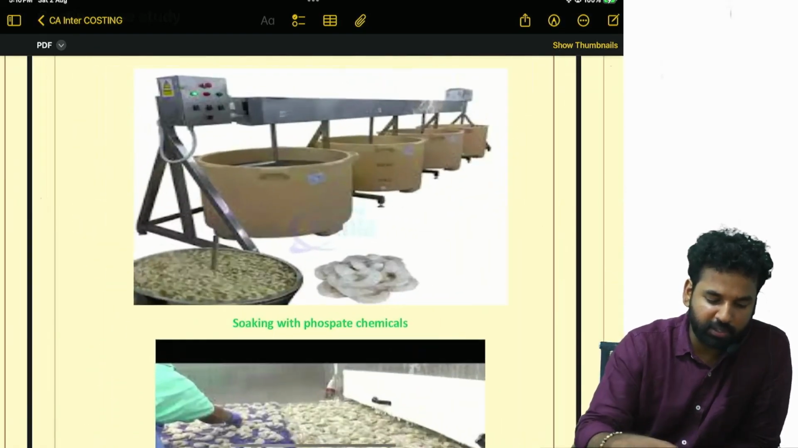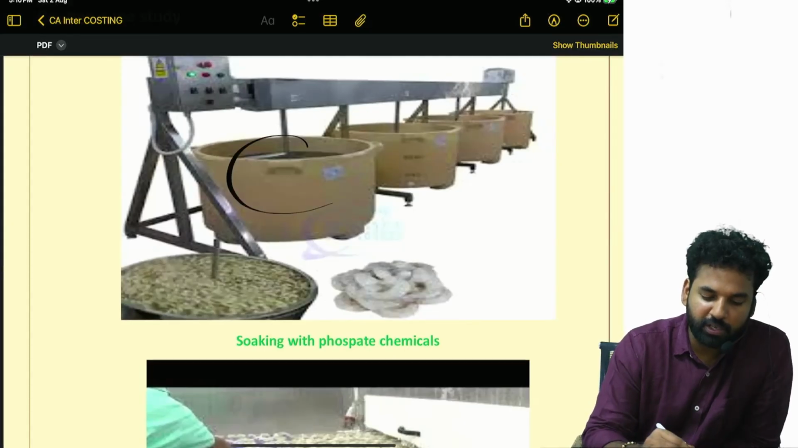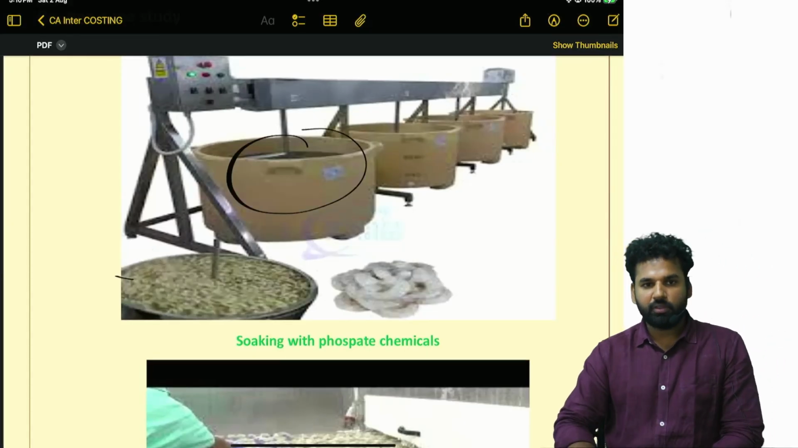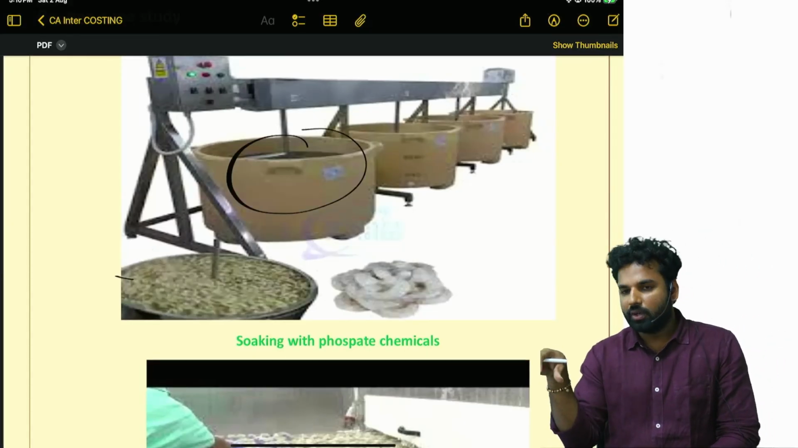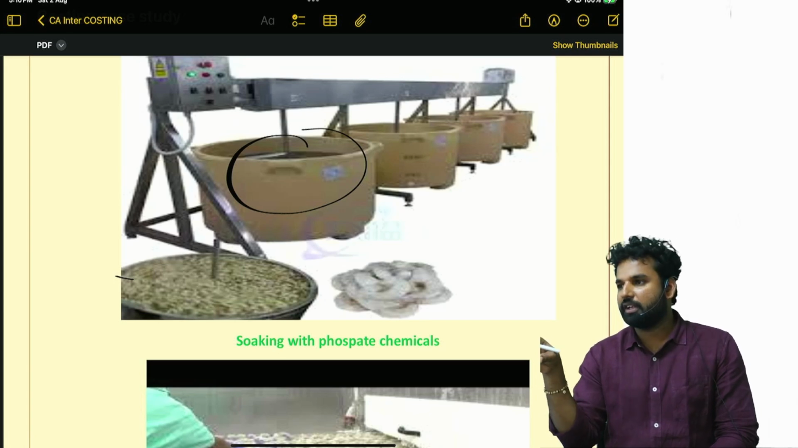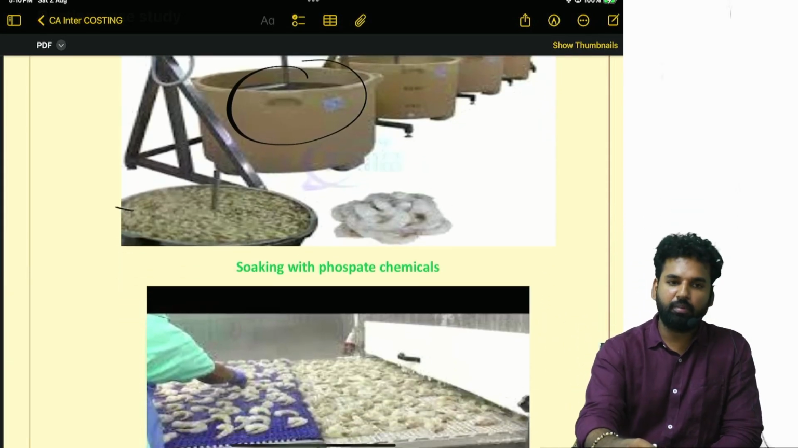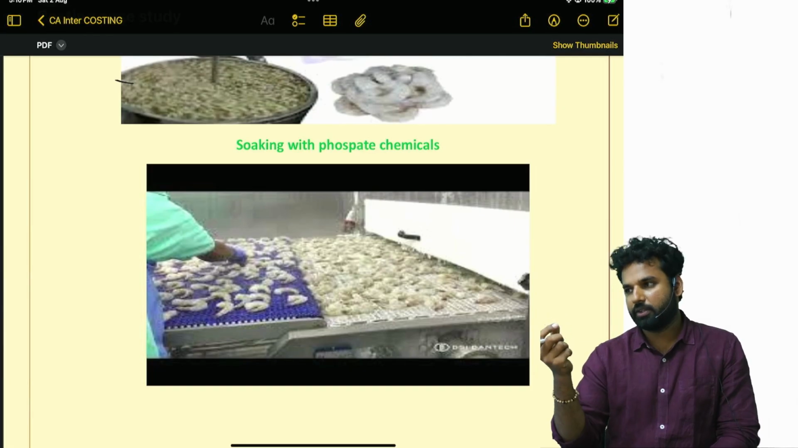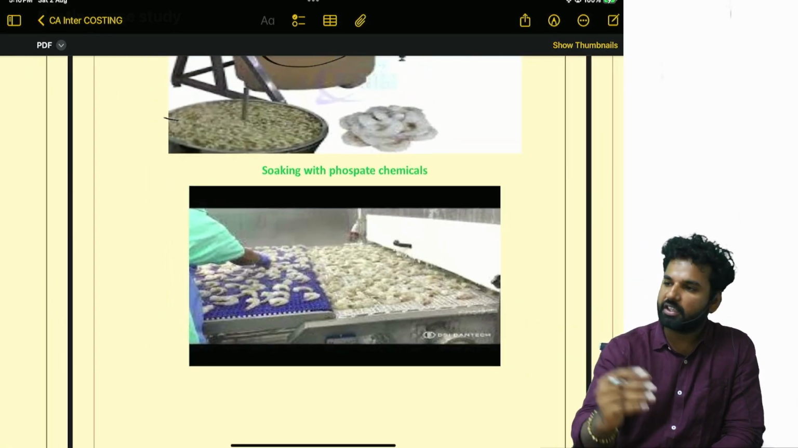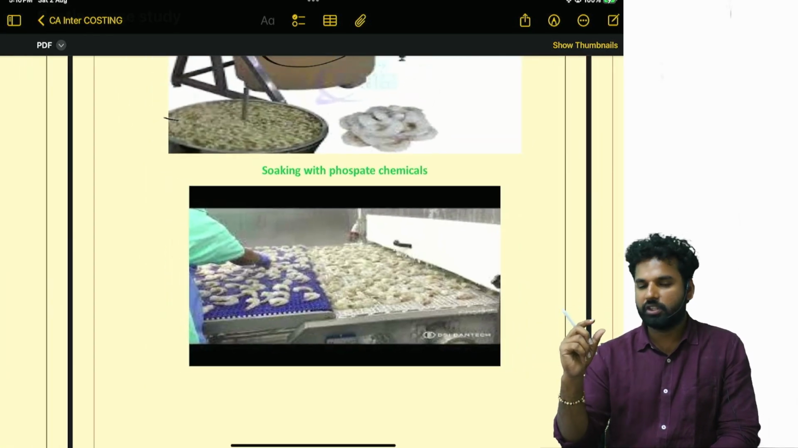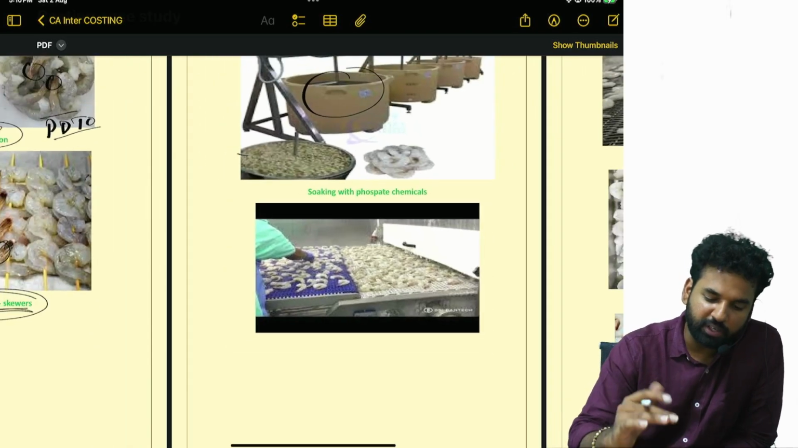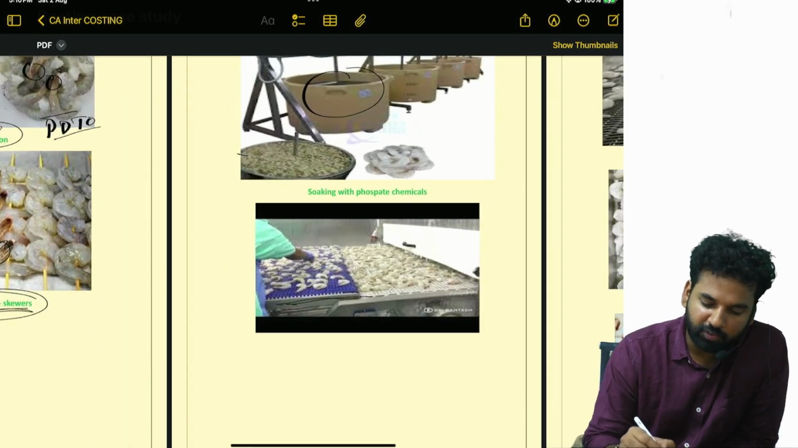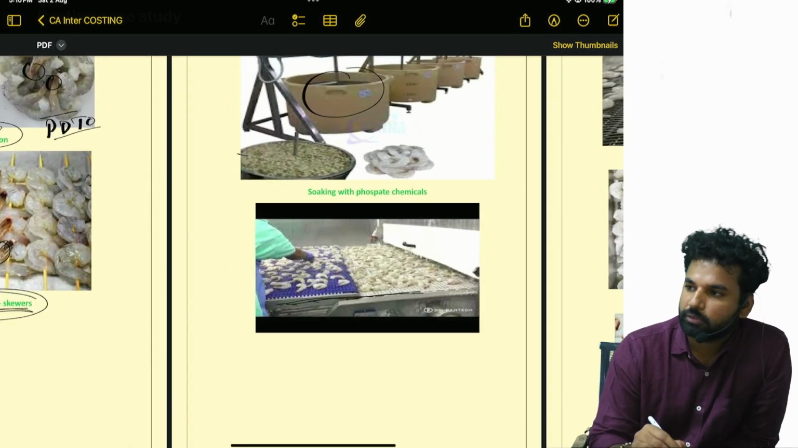Now what happens after value addition? This will be put into a soaking machine. In the soaking machine, some chemical and salts will be mixed in the water and stirred for 1 or 2 hours, so that the material picks up water, the size increases, and it also gets some shine. After that, it will be put on a belt.